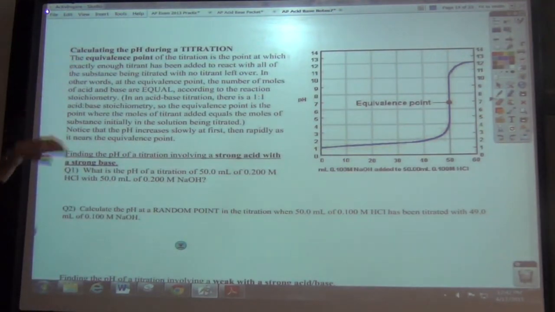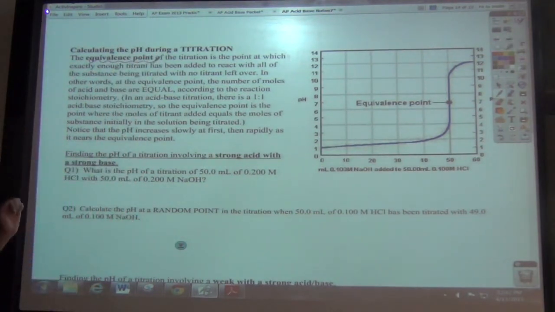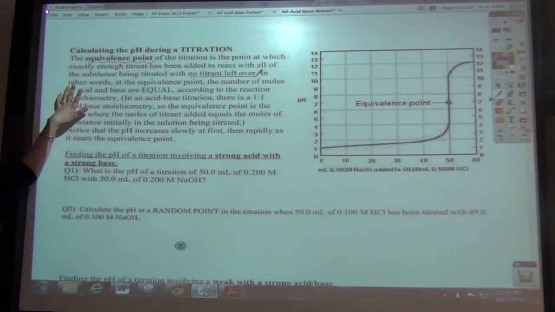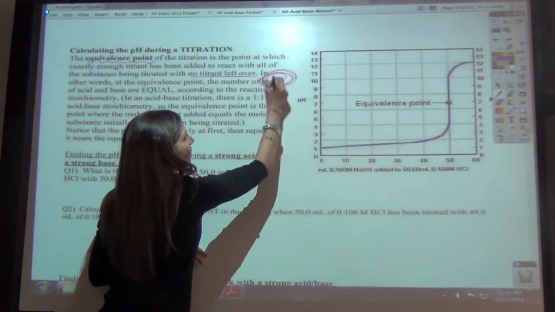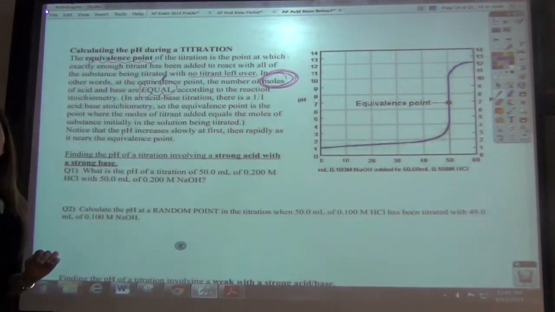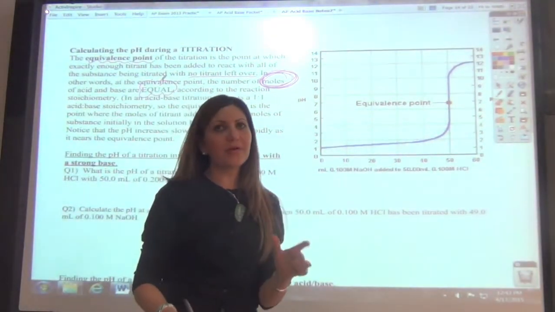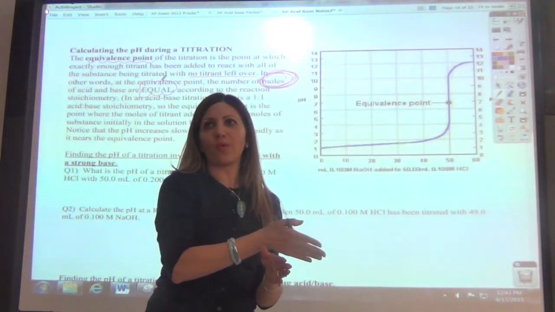So it says calculate the pH during a titration. The equivalence point of the titration is the point at which exactly enough titrant has been added to react with all the substance that's being titrated, with no titrant left over. In other words, at the equivalence point, the number of moles of acid and base, and I want you to circle that a bunch of times, the moles of acid and base are equal to each other, okay? It's really important that you understand that it's moles that are equal, not molarity. If molarity is equal, it has to be that your volumes are equal, okay?